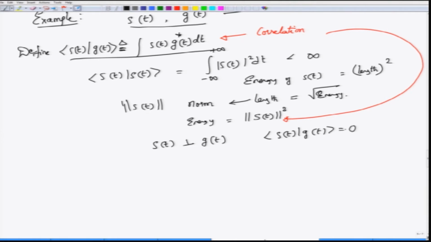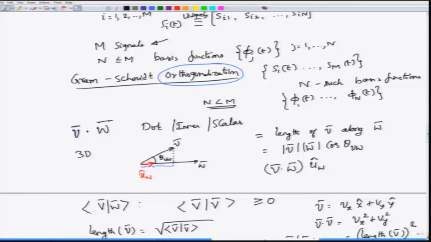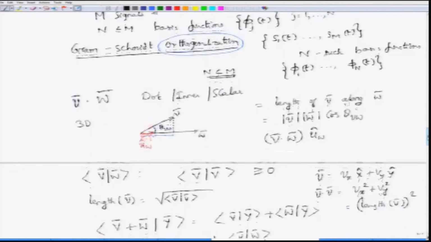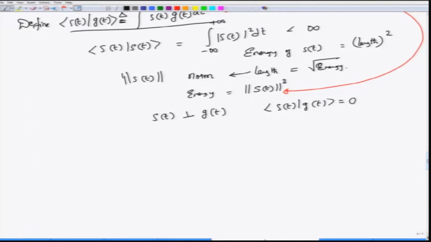This is for the signal. If you go back to this Cartesian coordinate example, the V and W vectors will be orthogonal when they are perpendicular to each other. So, this perpendicularity is nothing but orthogonality. Now, why is this orthogonality important for me?